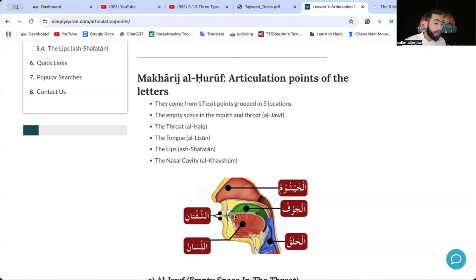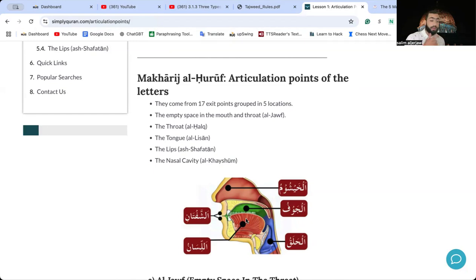Now the throat, al-halq, is basically the throat from the back of the tongue, the last point of the tongue, all the way to the chest area. So that's called a throat from here to here. Now, why do we need to know all of these? In order to know each letter's location by knowing all of these.